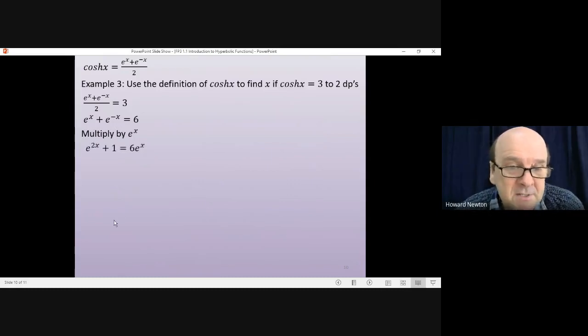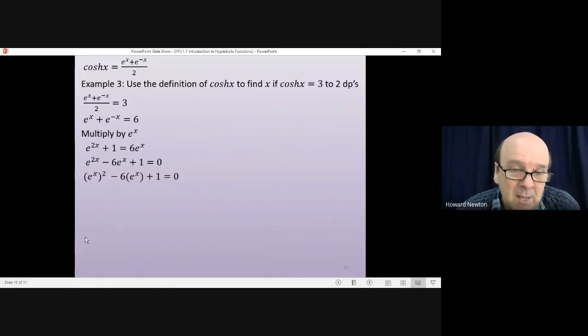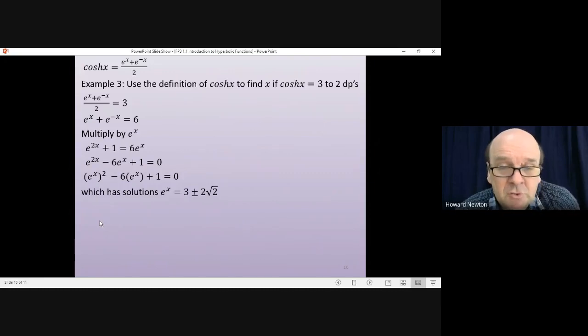That will give us e to the 2x plus 1 is equal to 6e to the x. And moving the 6e to the x over to the other side gives us that. And then the important thing is to notice that e to the 2x is equal to e to the x squared. So what we have here is a quadratic equation in e to the x. We can solve that using the quadratic formula, and that will give us 2 solutions.